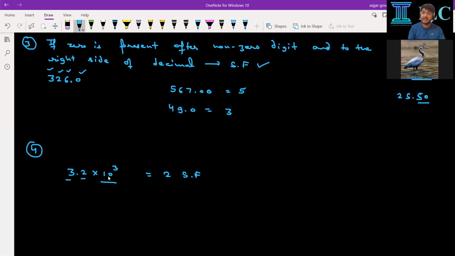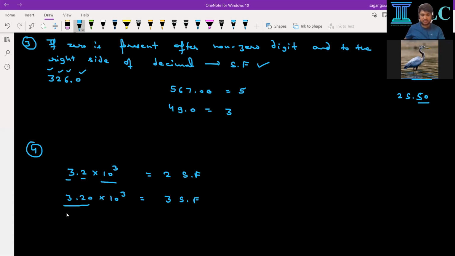But you can play a game here. We can also write this as 3.20 into 10 raised to power 3. See, I haven't changed the point, I have just put the extra zero. So it is still 10 raised to power 3, but now, according to the rule, it will become three significant figures. This is the thing which you need to take care of.